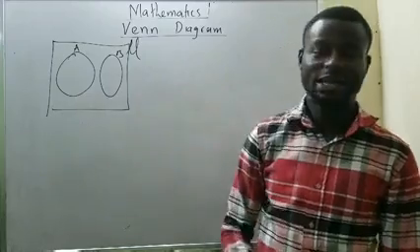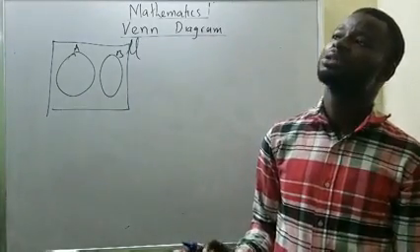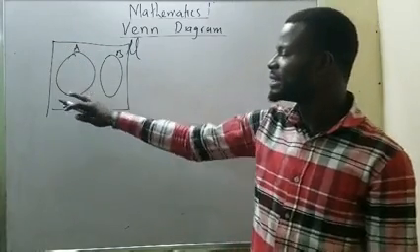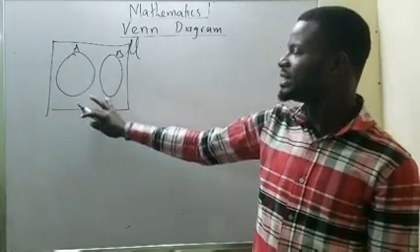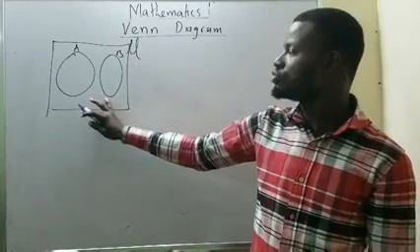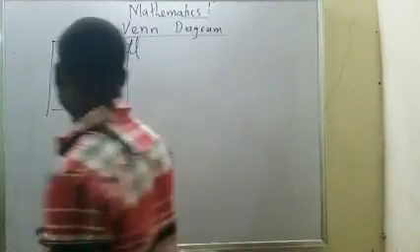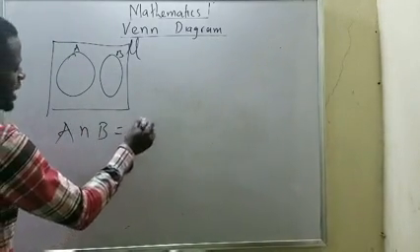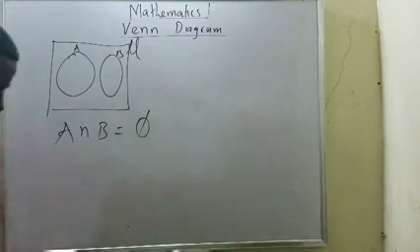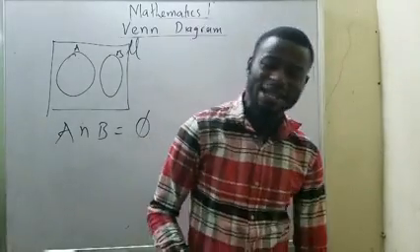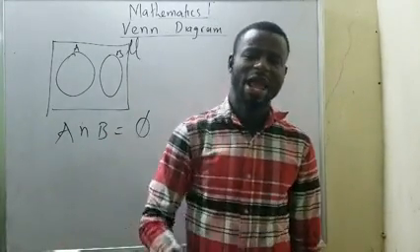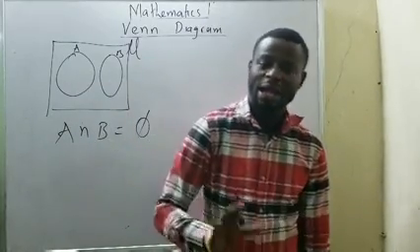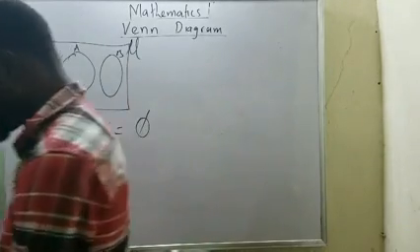For instance, if you have a school, SS1 is the whole class. It means A is SS1A, B is SS1B. What does that mean? A intersection B is empty. It means there is no relationship between A and B. They are on their own. Class A is on its own and class B is on its own. That is what I mean by disjoint.